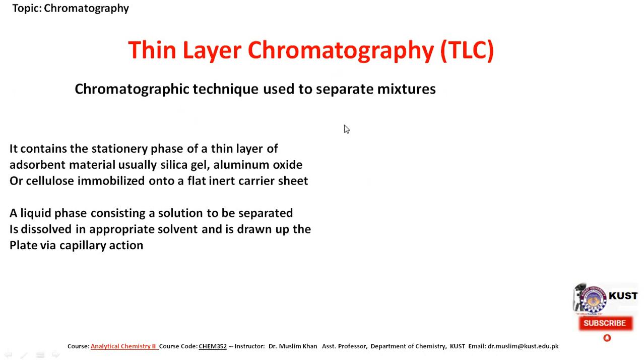So what is the principle of thin layer chromatography? Thin layer chromatography is similar to the other chromatographic techniques. This one also has a stationary phase as well as a mobile phase. The separation depends on the relative affinity of a compound towards the stationary and mobile phase. So it contains the stationary phase of a thin layer of adsorbent, usually silica gel, aluminum oxide, or cellulose, immobilized onto a flat inert carrier sheet.